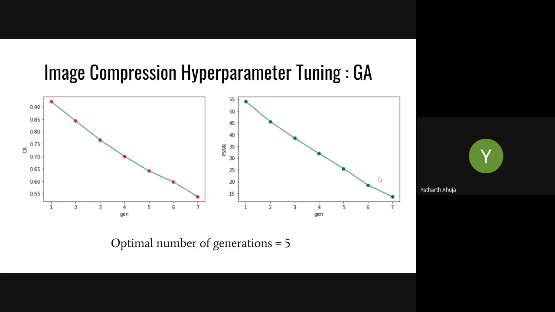For genetic algorithm, where our hyperparameter is the number of generations, here our constraint is to maintain a decent PSNR value, which we have considered to be 25, and hence corresponding to generation number 5, we obtain a moderate or acceptable compression ratio with a decent PSNR.